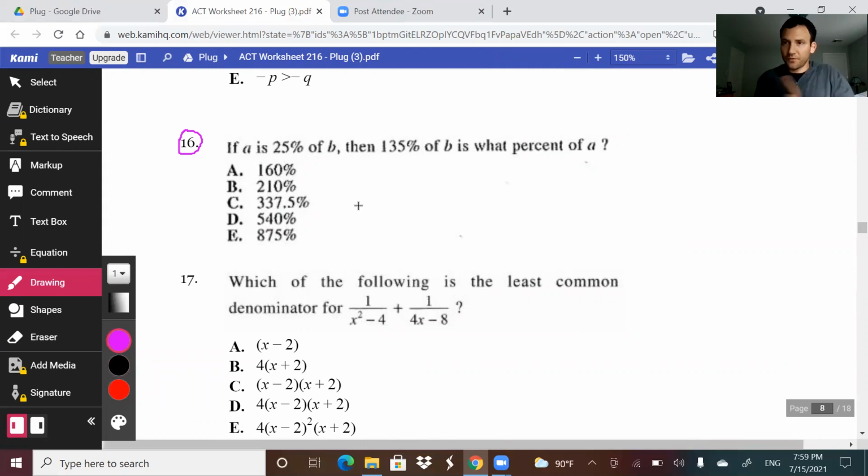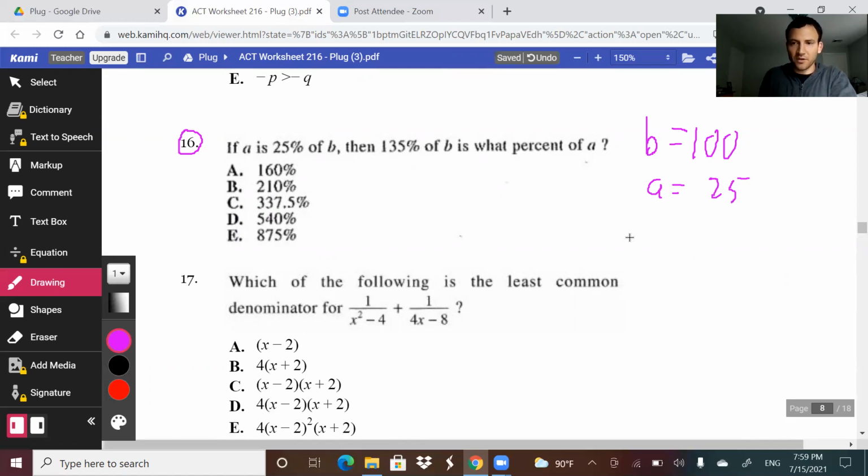So here's 16. Feel free to pause the video. I'm just going to kind of go ahead. If A is 25% of B, then 135% of B is what percent of A? Okay. So I think it's easiest just to determine that B is 100. We're doing a percent problem. So if A is 25% of B, A is 25. 135% of B is what percent of A?